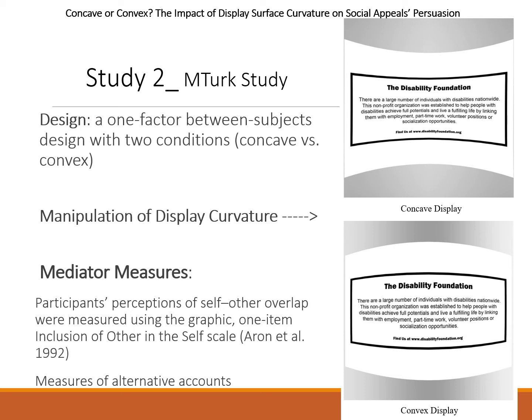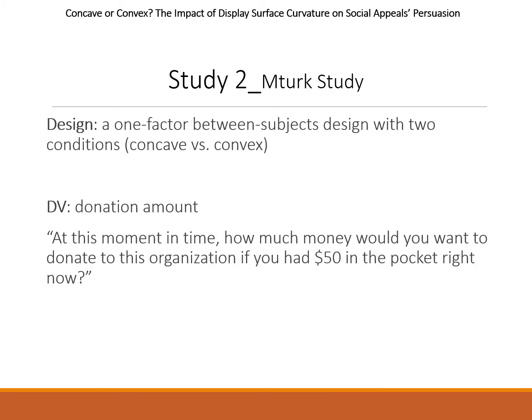After viewing the social appeal, participants responded to mediator measures. Participants' perceptions of self-other overlap were measured using the graphic one-item inclusion of other in the self scale. We also included the measures of alternative accounts. Afterward, participants responded to the donation measure by indicating how much money they would want to donate to this organization if they had $50 in the pocket right now.